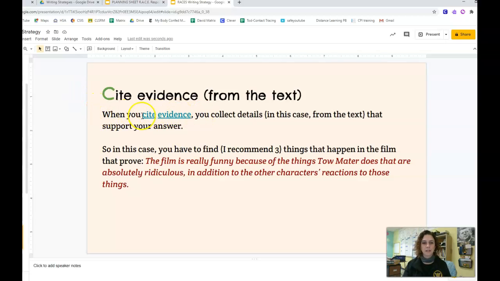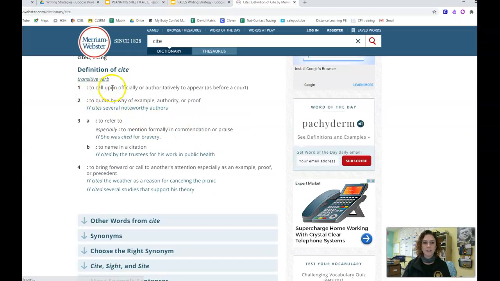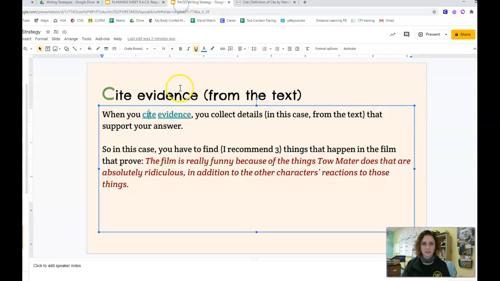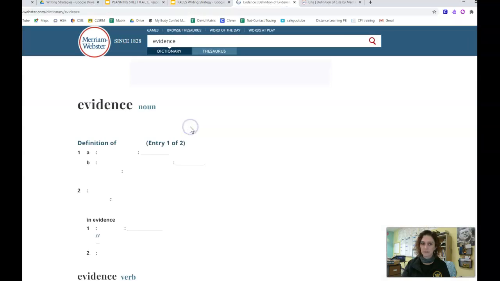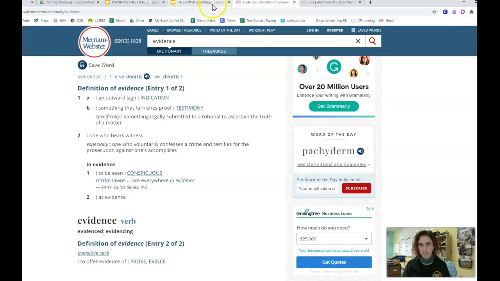So when you cite evidence, cite meaning all of these things: to quote by example, authority, or proof, to refer to something, to bring forward or call another's attention, especially as an example, proof, or precedent. And in other words, cite is give proof, give proof, give proof. Okay? So you're citing evidence. What is evidence? Something that furnishes proof. Okay?